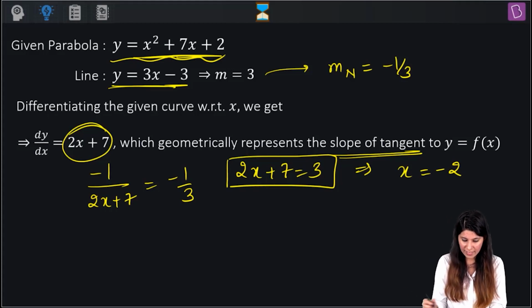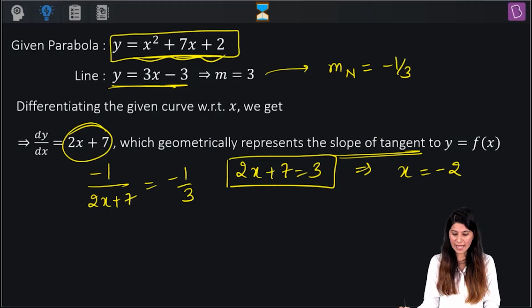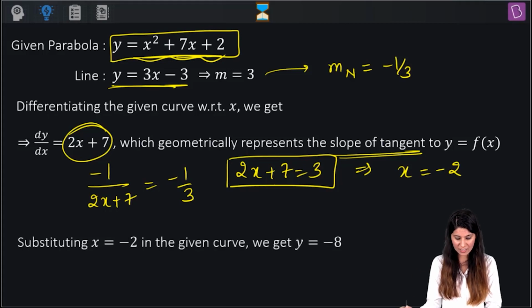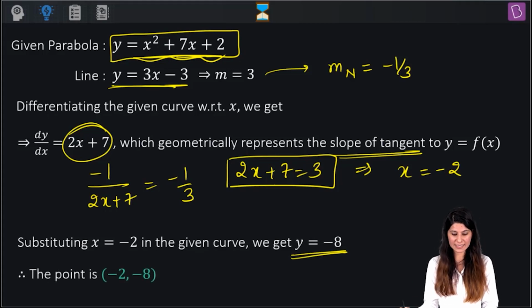Right? x equals minus 2 is the point which is on the parabola. Right? Okay. If x equals minus 2, I need the y coordinate on the parabola. Right? And that coordinate will pass through the parabola. That means x equals minus 2 will satisfy the curve. We get y equals minus 8. So minus 2 comma minus 8 being the point. Okay, this is the final answer.